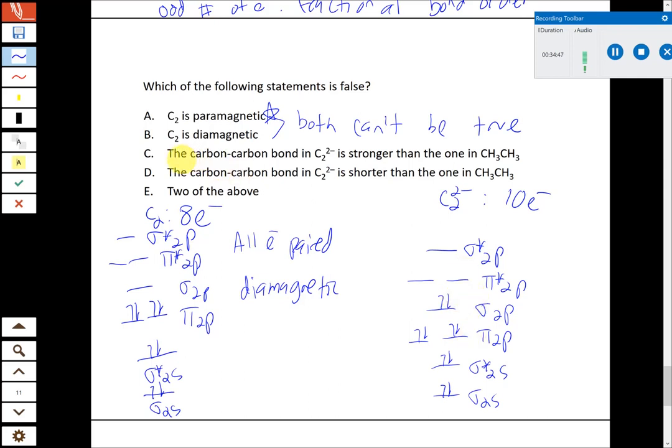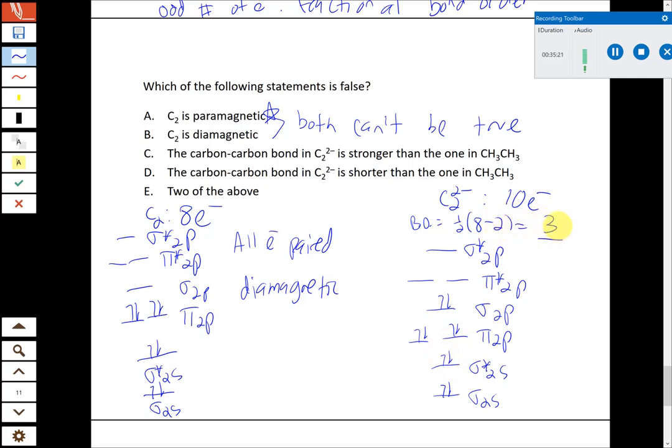Now what it's asking us about is, is the carbon-carbon bond stronger than CH3CH3, or is the carbon-carbon bond shorter than CH3CH3? So if we're going to make comparisons about bond length and bond strength, we need to think about the bond order. So for C2 2-, the bond order is 3. We have 10 electrons, and of those 10, 8 of them are in bonding orbitals. These 2, 4, 6, 8 are all in orbitals that don't have stars next to them. 8 of our 10 are in bonding orbitals. Just these 2 here are antibonding. And so we get a bond order of 3.